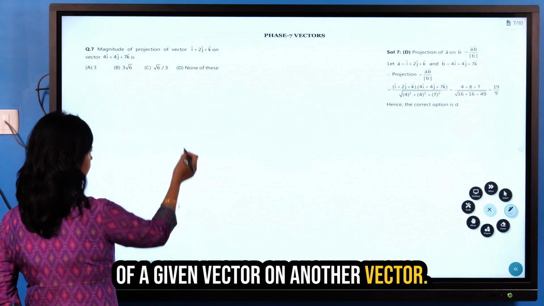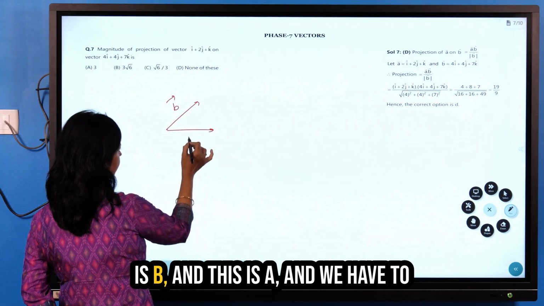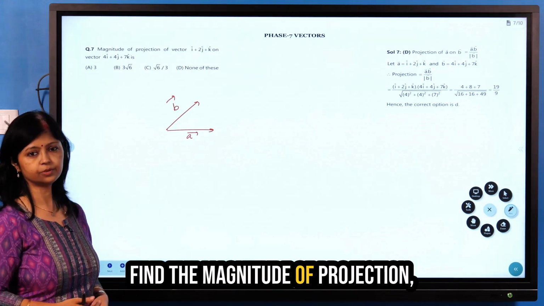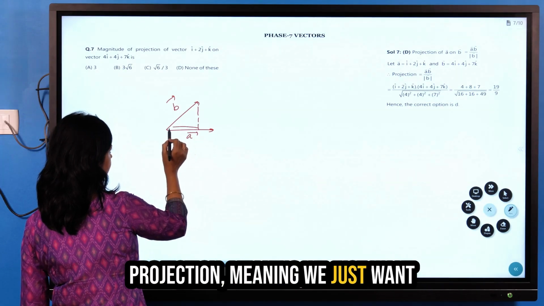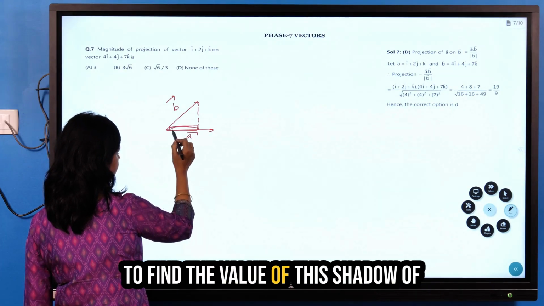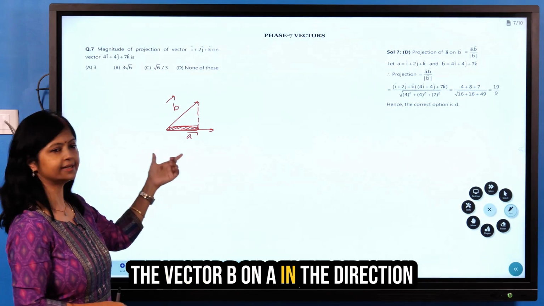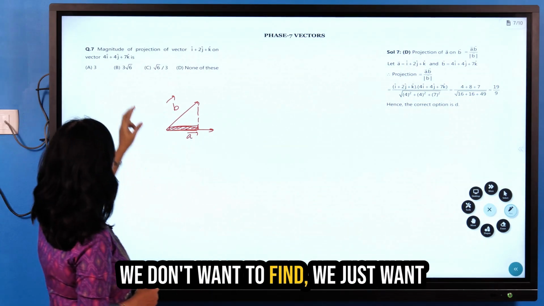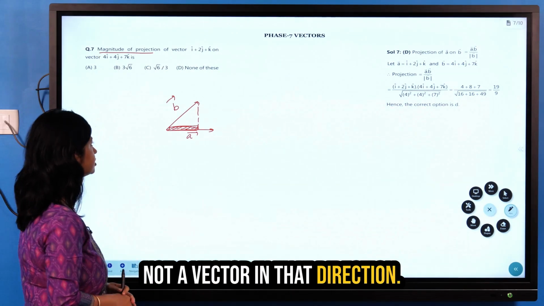on another vector. So just a little bit recall, if this is B and this is A, and we have to find the magnitude of projection. We have to find the magnitude of projection, meaning we just want to find the value of this shadow of the vector B on A in the direction of A, not the projection vector. We don't want to find a vector in that direction, we just want to find the magnitude of projection.